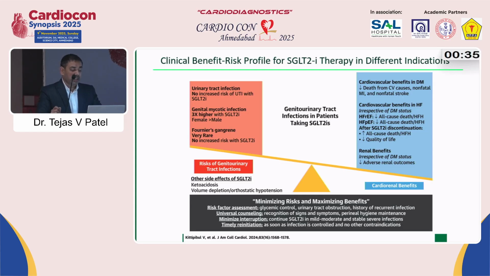So the important thing is that we need to assess the risk for UTI or genitourinary infection, specifically if there is a local problem, and assess whether the patient is having an infection while giving this molecule. Another important thing is universal counseling and hygiene. The hygiene part is very, very important. So we need to minimize the interruption of this molecule for the sake of the cardiovascular benefit, and the guidelines say that in a patient having mild to moderate and stable severe infection, don't stop the SGLT2 inhibitor and continue with the same molecule in spite of the infection. We should not stop that.